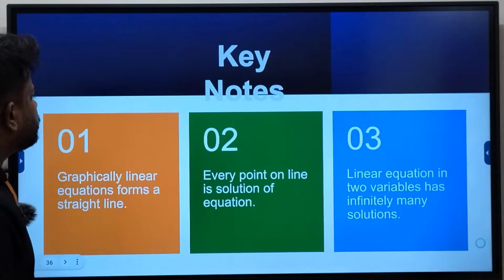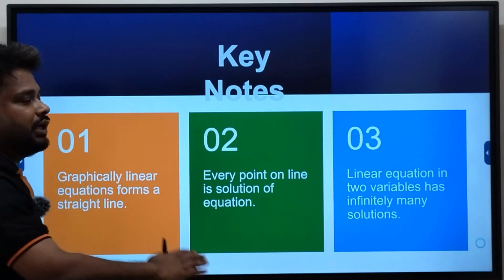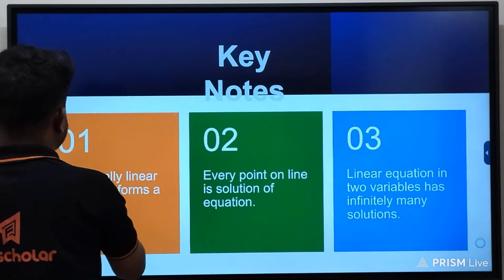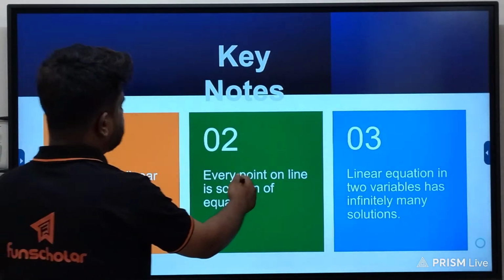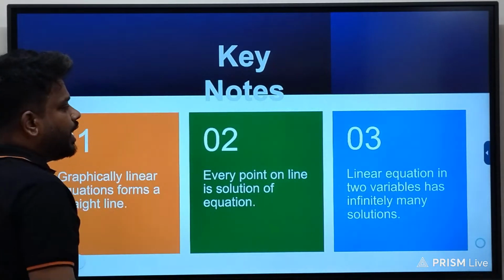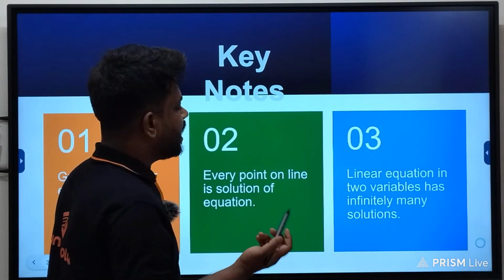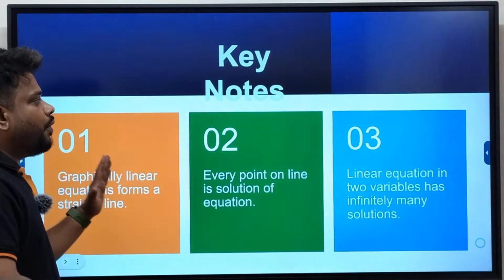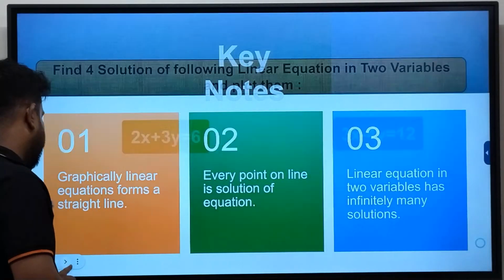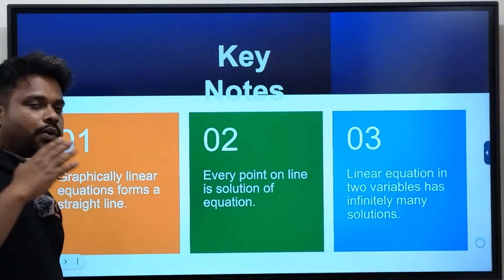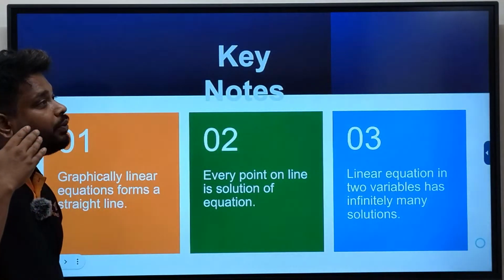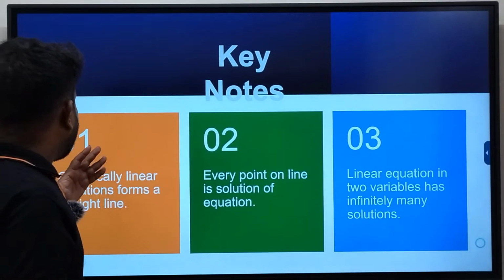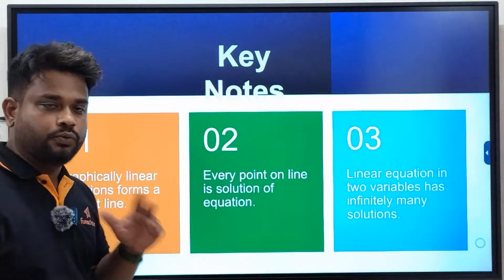Next, the keynotes of what we have already learned from this lecture: graphically, a linear equation forms a straight line. Every point on the line is a solution of the equation, and a linear equation in two variables has infinitely many solutions. We will also learn what processes can be followed to solve linear equations in two variables.